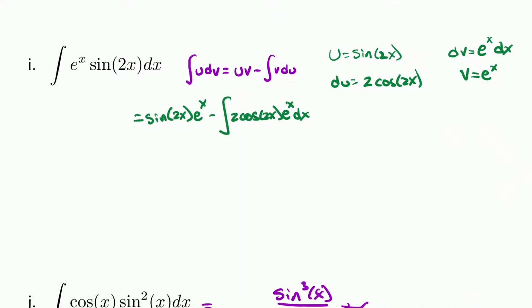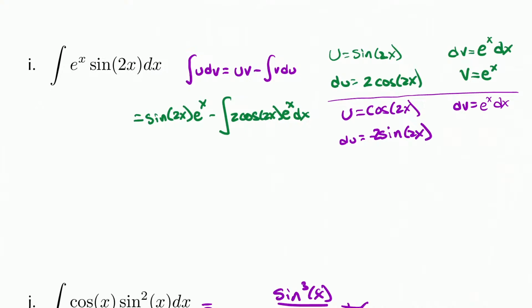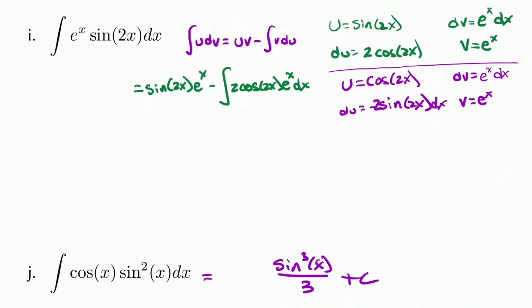Okay, we're going to just do it again. And I think I mentioned that if you do integration by parts more than once, always stick with the same choices in terms of your u and your v. So now my u is cosine of 2x. My dv is e to the x dx. I know there's a 2 there, we'll deal with the 2, don't worry. du is negative 2 times sine of 2x, and v is e to the x.